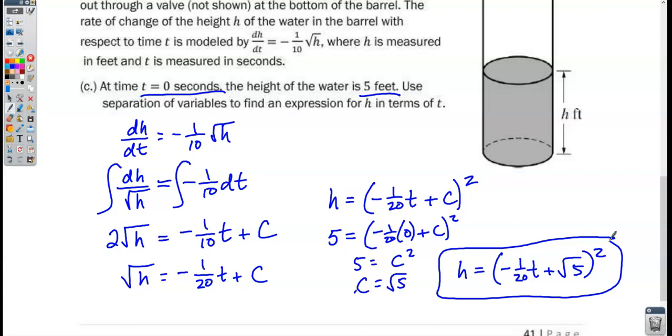All right, and so that's how we find particular solutions using the initial conditions and separation of variables. Go ahead and do some practice with that, and we'll see how things go from there.